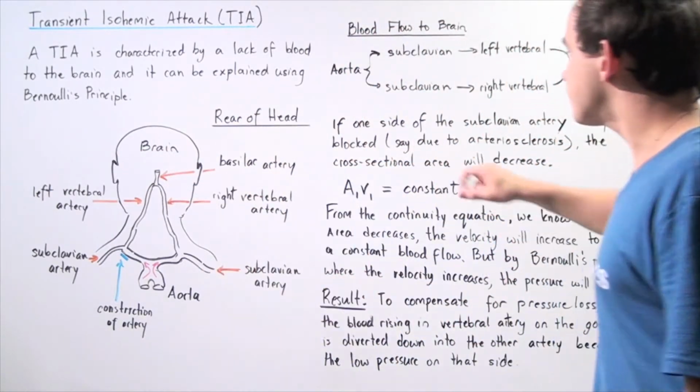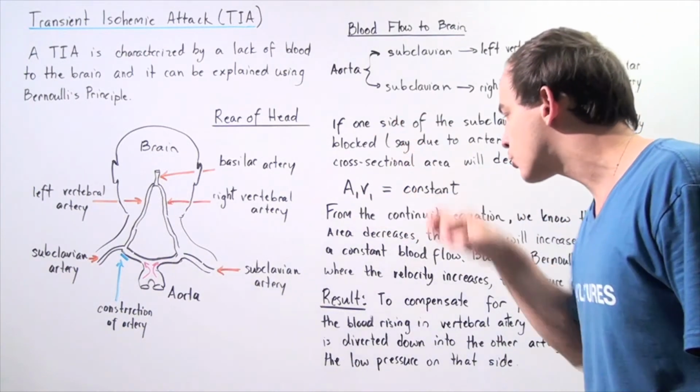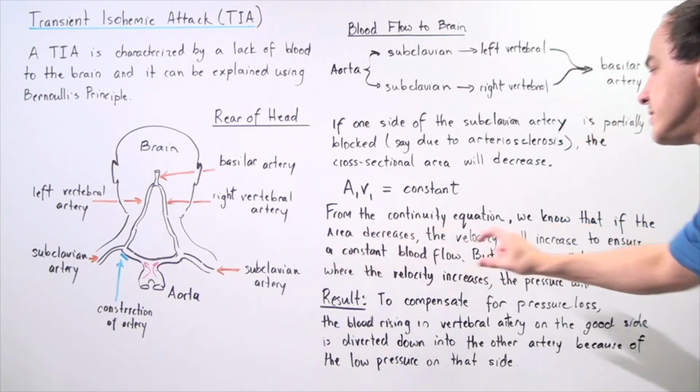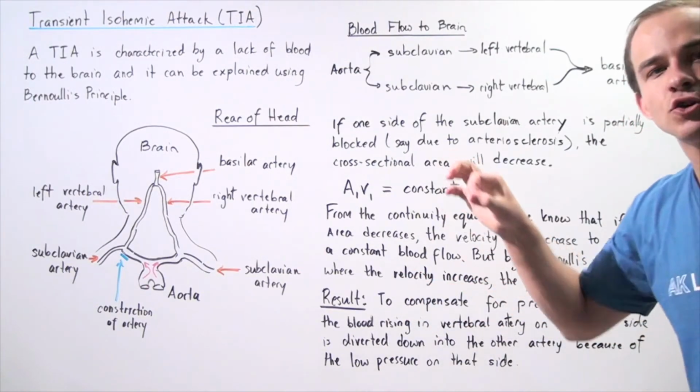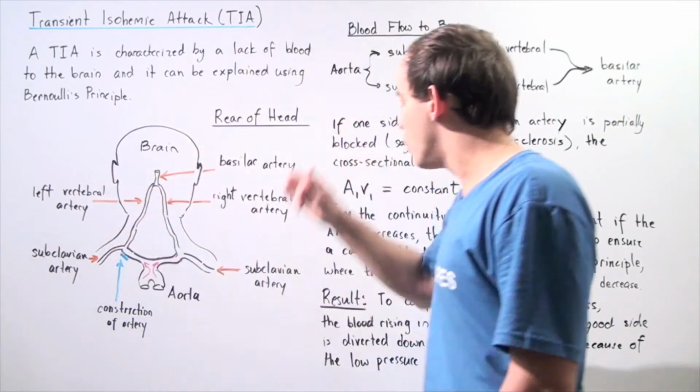So, once again, if one side of the subclavian artery, the left side, is partially blocked, let's say due to arteriosclerosis, the hardening of that section of the blood vessel, the cross-sectional area will decrease. Now, from the continuity equation, we know that if the cross-sectional area decreases, the velocity will increase to ensure that we have a constant blood flow within our blood vessel system. Now, by Bernoulli's principle, where the velocity increases, the pressure must decrease. So the pressure in this section will decrease.